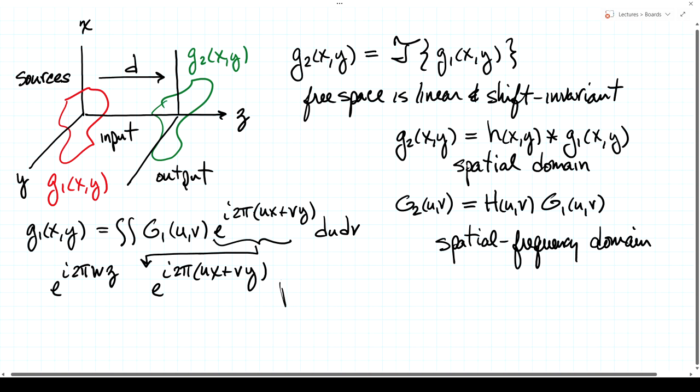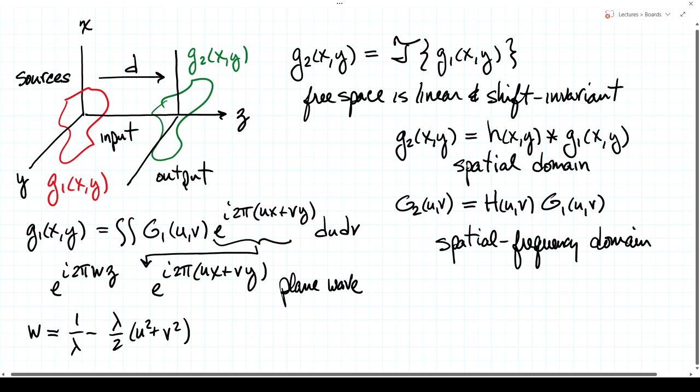And so this is just a plane wave. Physically, this inverse Fourier transform is representing g1 of x and y as a linear superposition of plane waves. And we know how plane waves change as they propagate through space. They change by having this z phase factor added. And we worked out what w is in the paraxial approximation. It is 1 over lambda minus lambda over 2 (u squared plus v squared).